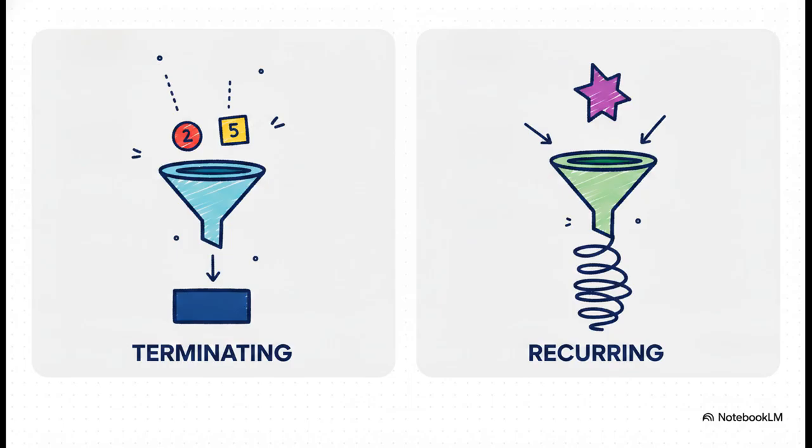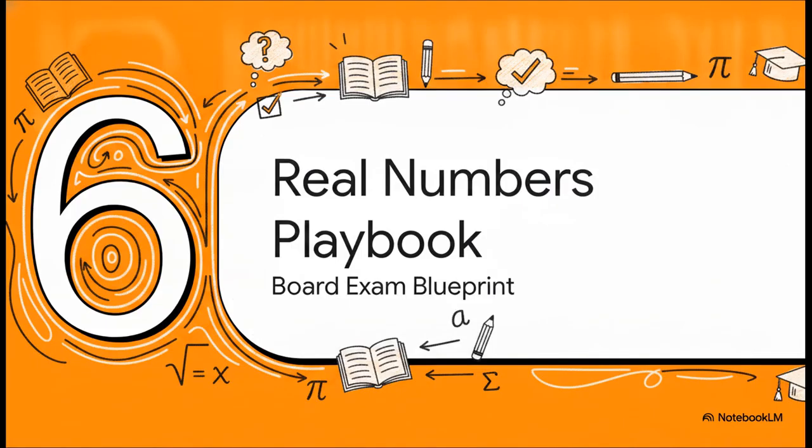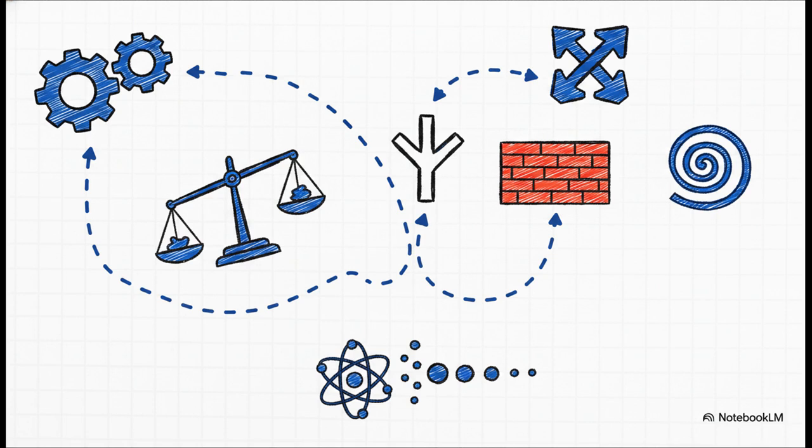How cool is that? All right, we've made it to the final stretch. Section 6, the Real Numbers Playbook, your board exam blueprint. Let's pull all of this theory together into a master playbook for Class 10 exam prep. To absolutely conquer this chapter, these are the critical target areas you have got to master.